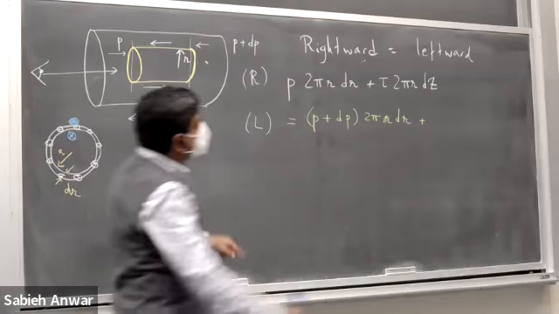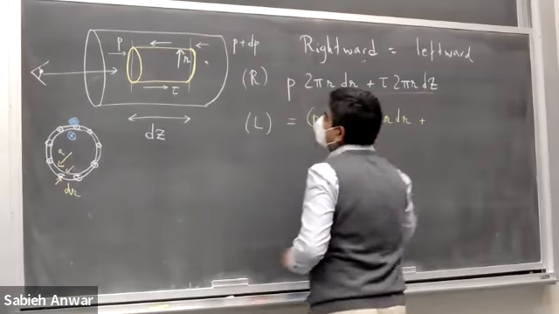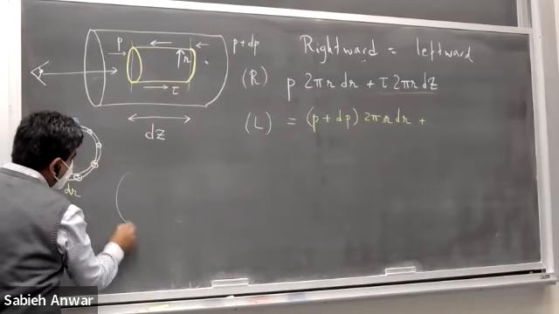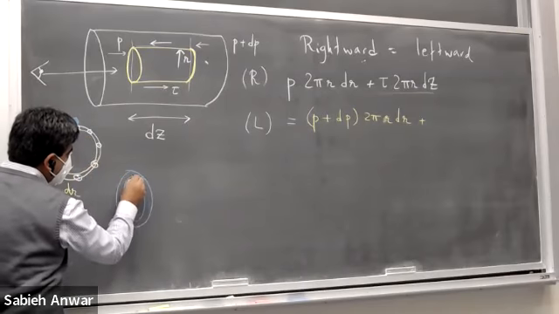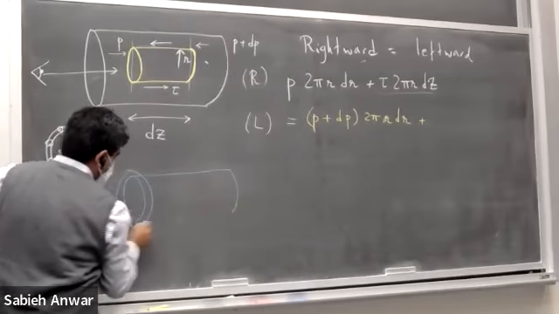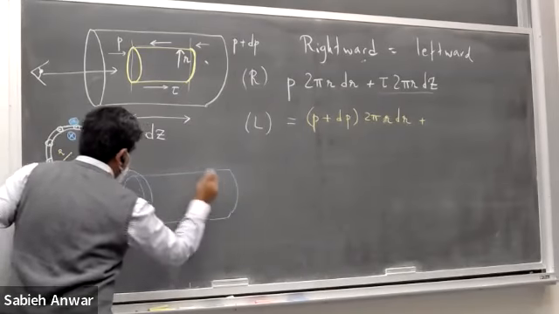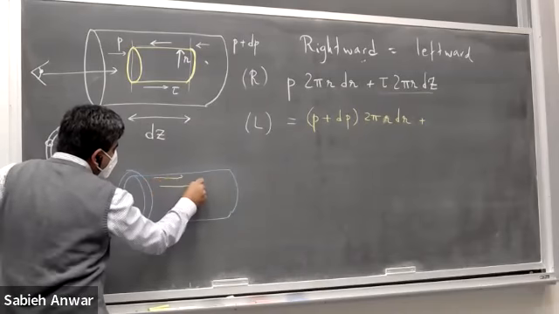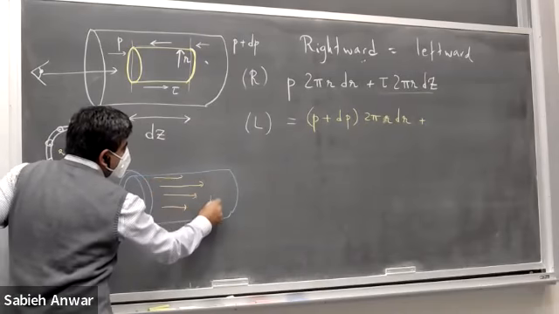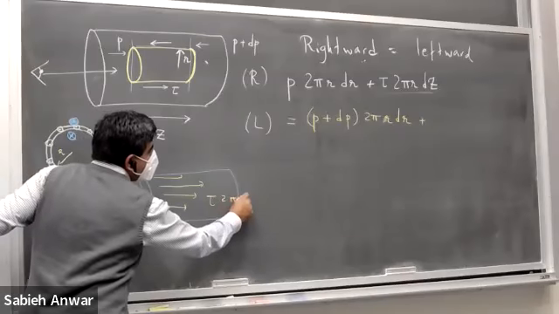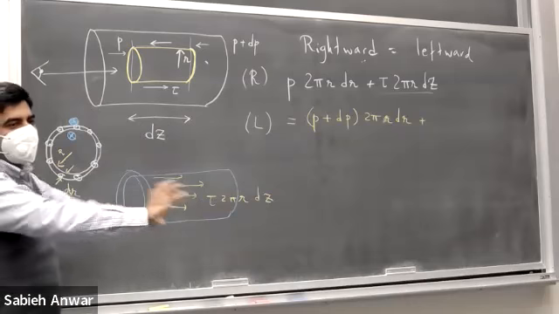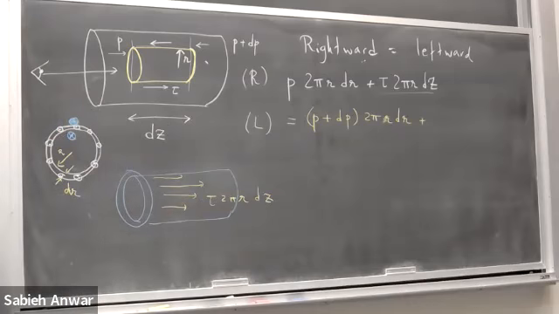So this force over here is really acting on the inner surface. So if I were to draw just the inner surface, tau 2 pi r dz is the force that is acting on the inner surface of this annular ring.